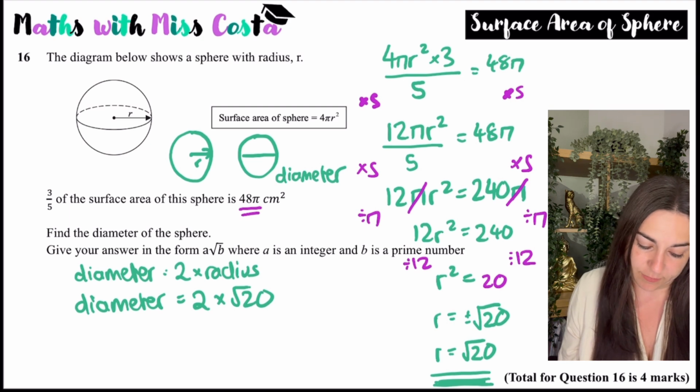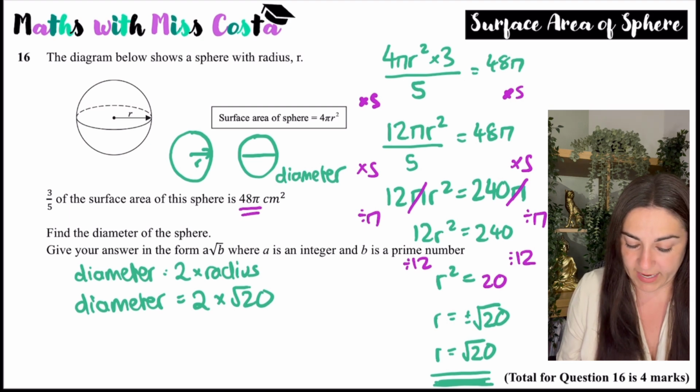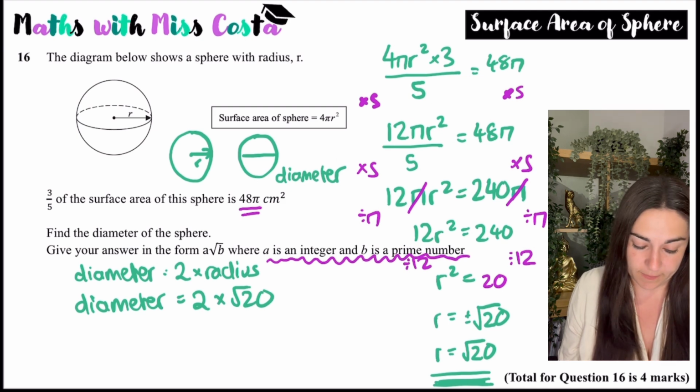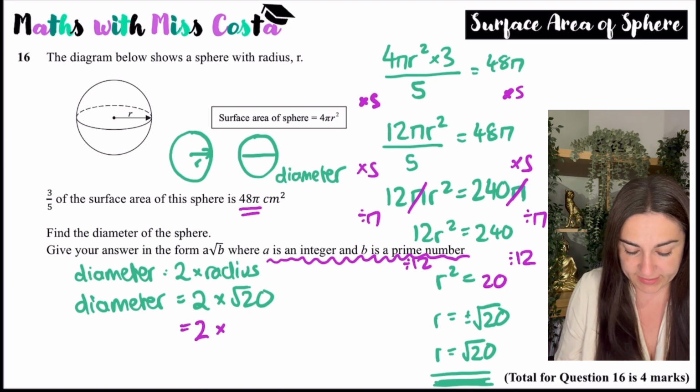Now it tells me to give my answer in the form a root b, where a is an integer and b is a prime number. This is essentially unnecessary information. Don't let it confuse you. Just simplify the surd. So 2 times root 20, let's simplify that.